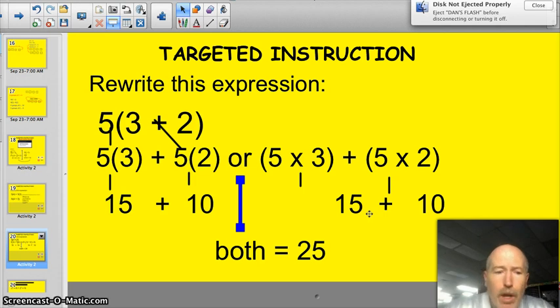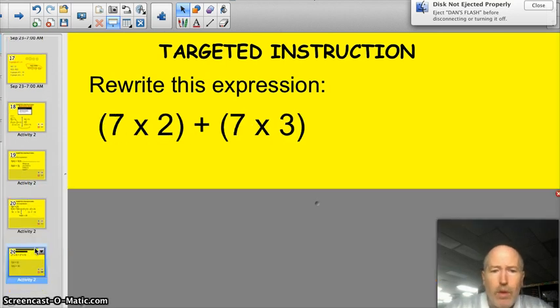Okay? You can rewrite it with parentheses or multiplication symbols. Just make sure you distribute the 5 and that it's a plus or a minus in between here. That's where kids get mixed up. It's not a times. Okay? All right, one more. Rewrite this expression for me.